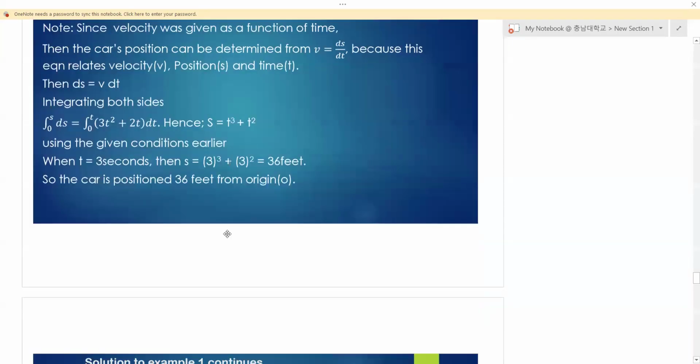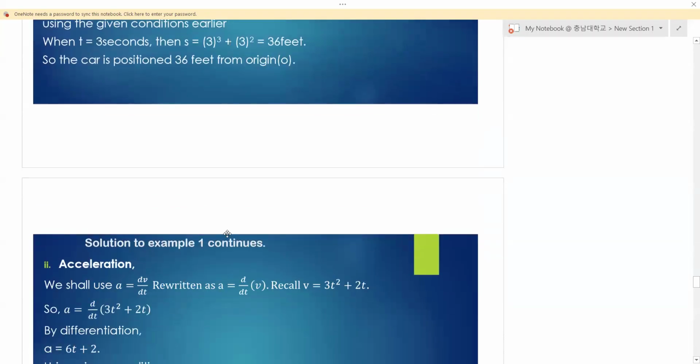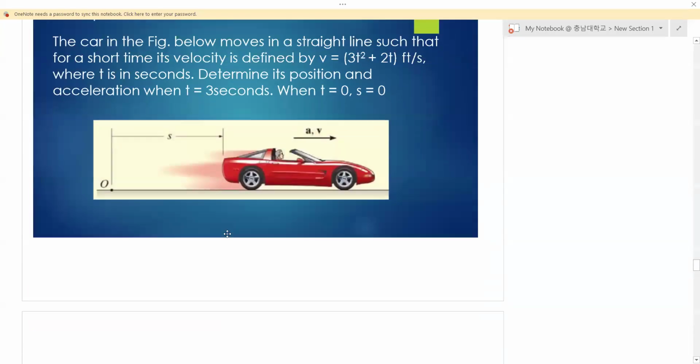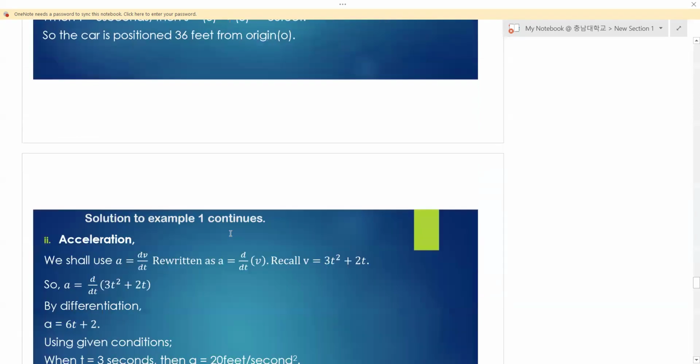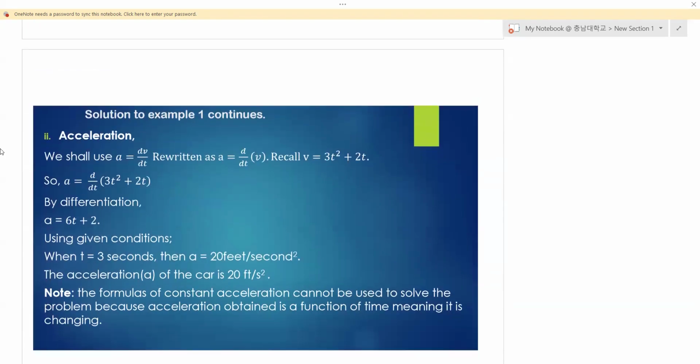Now let's continue with the question. They also want us to find acceleration. Did the question require acceleration? First of all, it says determine the position and acceleration, so we also need to find acceleration. We've found the position. But remember, from our displacement equation, s is the same as t cubed plus t squared. That is what the equation previously described.